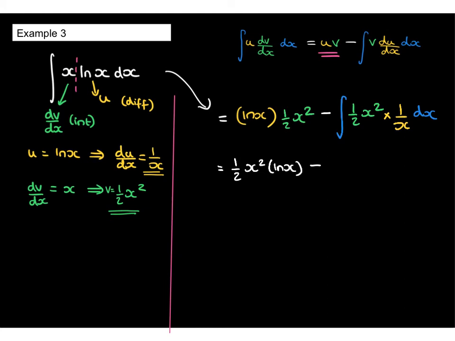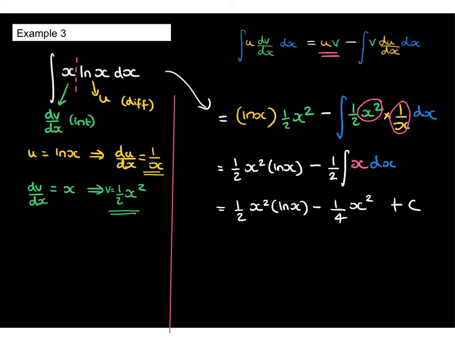Now the second part of this, the half can come outside the integral sign as we've seen previously, and then all that happens is x squared and 1 over x simplify very nicely to give us the integral of x. So a really easy integral, and we end up with a half x squared ln x subtract a quarter x squared plus c. So it becomes a really easy integral because of this cancellation here.